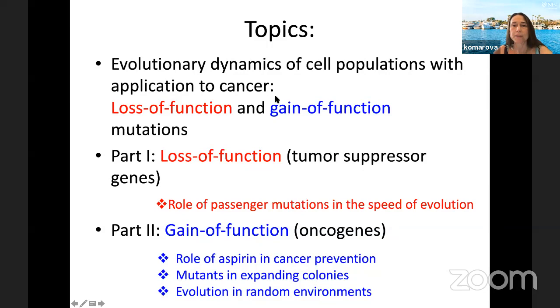So roughly my talk will have two parts. With loss of function mutations, we'll talk about the role of passenger mutations and the speed of evolution in cancer. And in the second part about gain of function mutations, we'll talk about the role of aspirin in cancer prevention. Then I'll introduce this very novel, new work that we just finished, mutants in expanding colonies. And I'll conclude by talking about random environments.